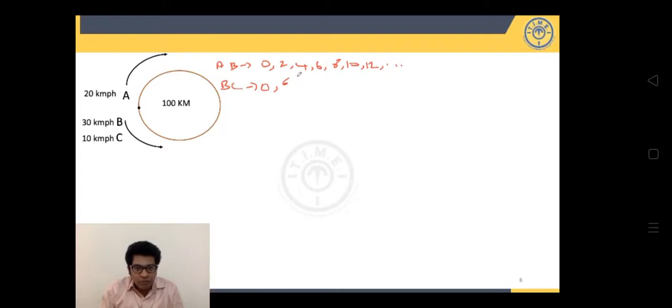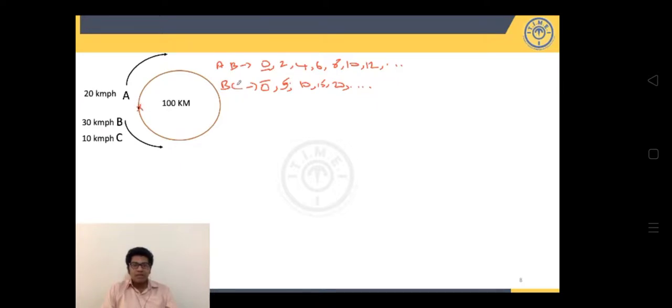After 0, 5, 10, 15, 20 and so on. Now all three have to meet, AB and BC, which is nothing but ABC. So the first starting point is 0 at this point.